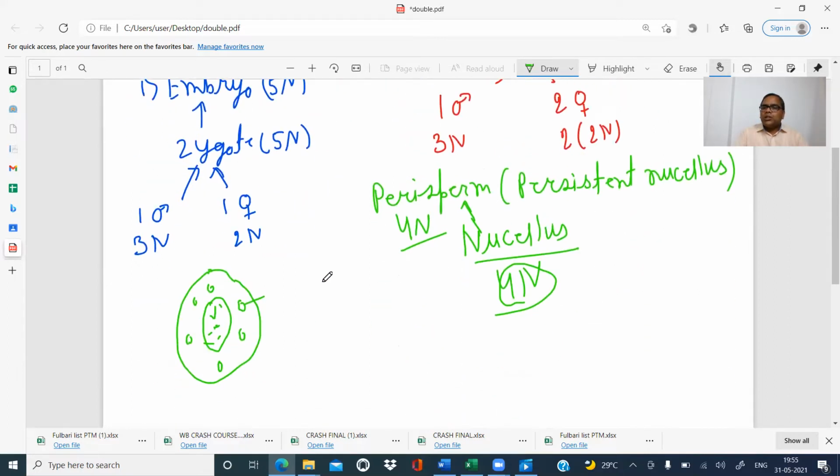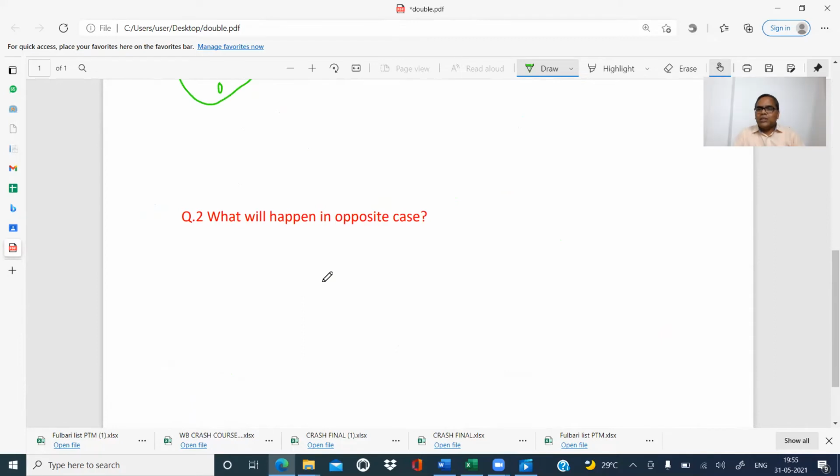Based on this question, now you should do one home assignment. In this home assignment, what will happen in the opposite case? Opposite case means you have to take the vice versa. In the question that we solved right now, female was 4n and male was 6n. Now, just reverse it: female 6n and male 4n. And you try to solve the same question. That will be the part of your home assignment. You do it as homework.